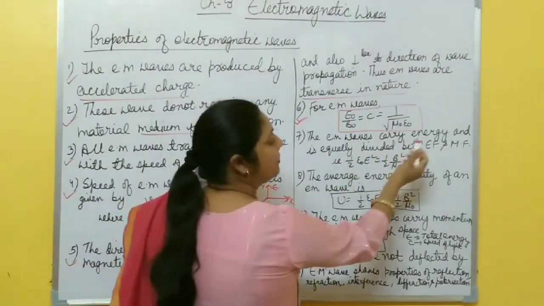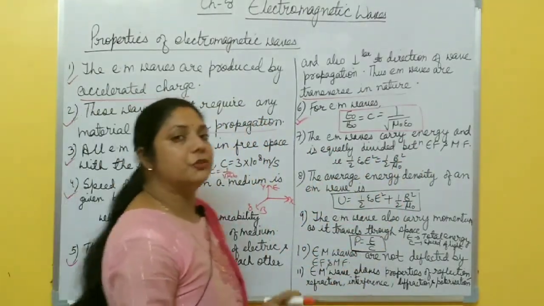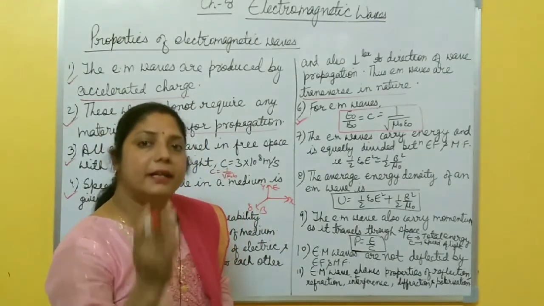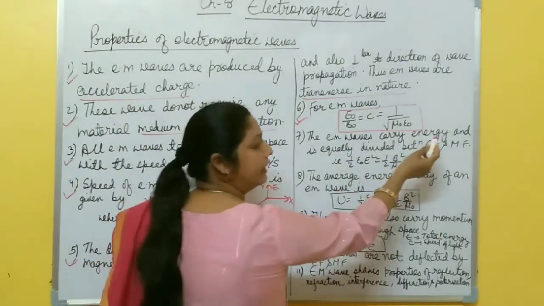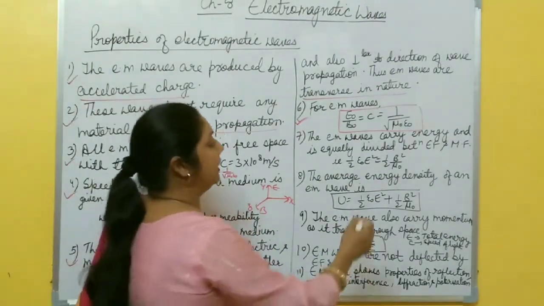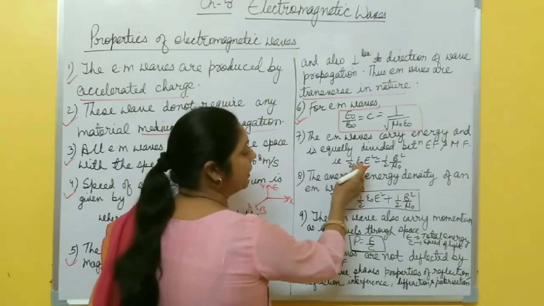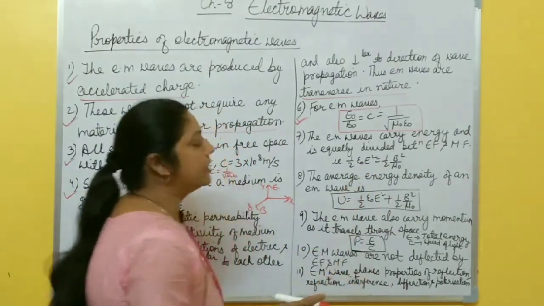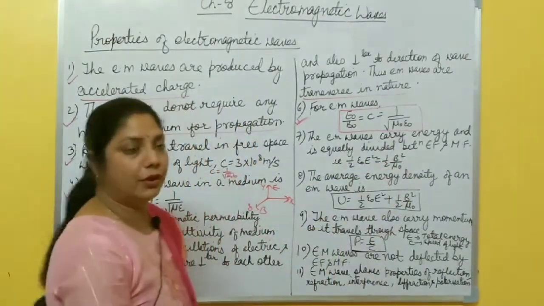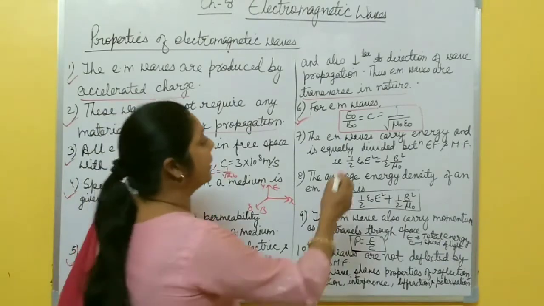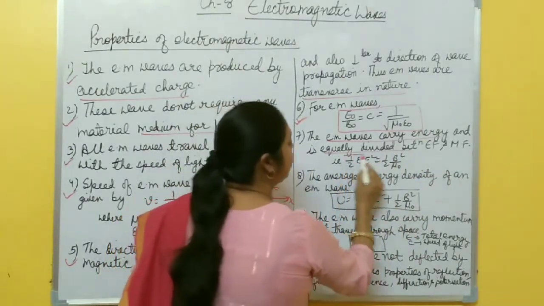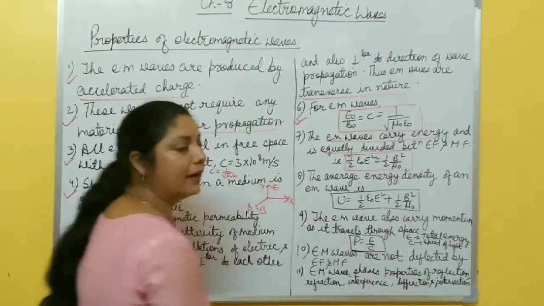The next one, electromagnetic waves carry energy. There is one question asked every year for 1 mark: can electromagnetic waves carry momentum and energy? Yes, electromagnetic waves carry energy, and it is equally divided between the electric field and the magnetic field, right? Energy density carried by the electric field is half epsilon naught E square, and energy density associated with the magnetic field is half B square by mu naught, and both are equal. It means half epsilon naught E square equals half B square by mu naught.